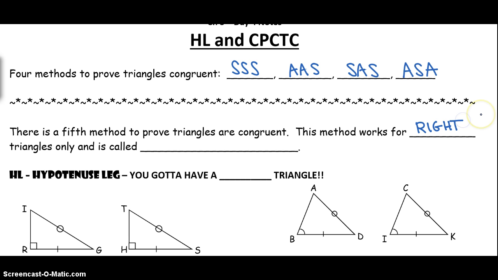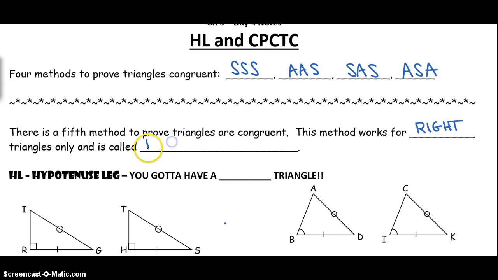This only will work for a right triangle, and it is called the hypotenuse leg method. So HL, right? Hypotenuse leg, HL. Notice that it only works with right triangles.